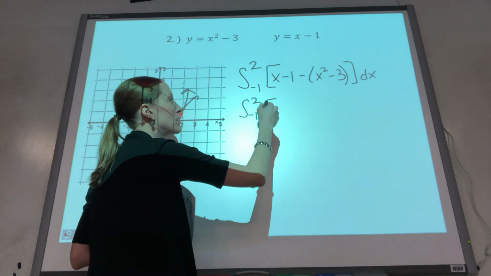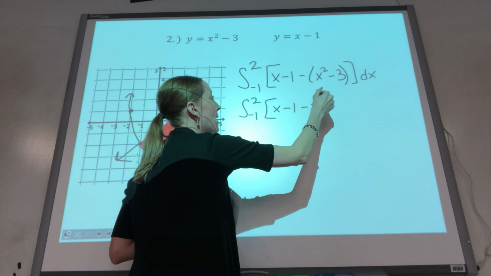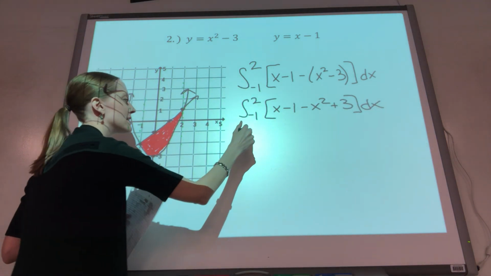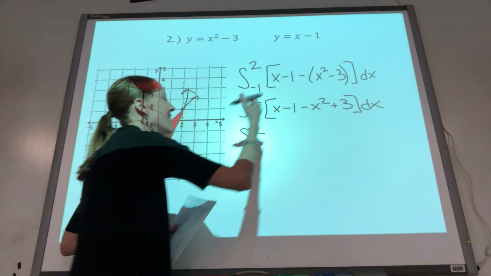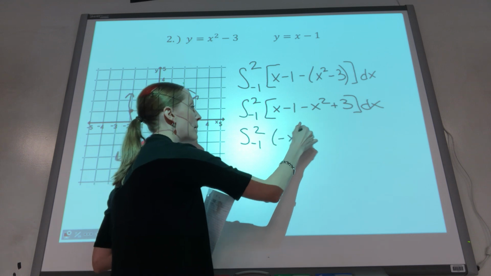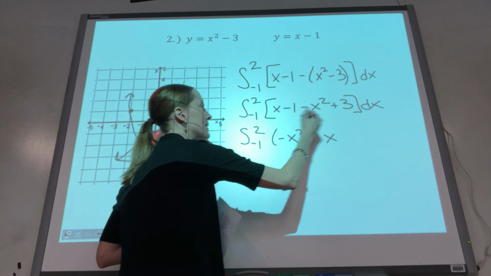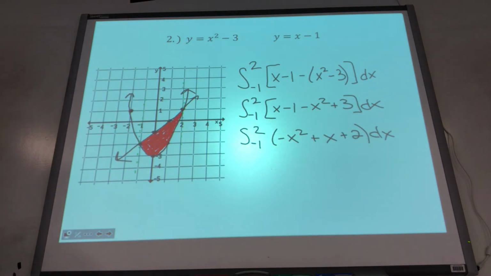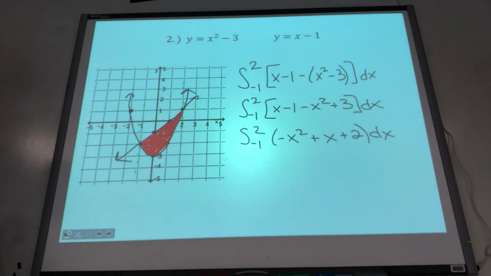Forgetting to distribute the negative. It'll say x minus 1 minus x squared plus 3. I guess I can get rid of the brackets and just use parentheses there. So I'm going to make this look a little bit better. It's actually negative x squared plus x plus 2. Now I haven't integrated yet, but that's what I'm looking like once I get everything simplified.